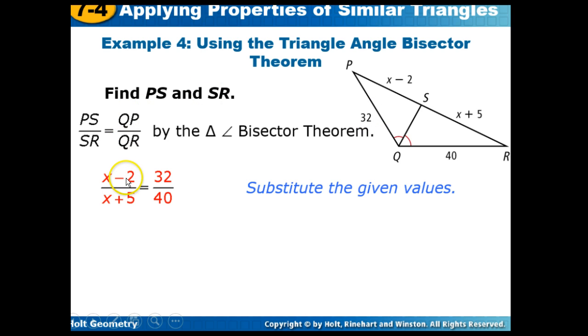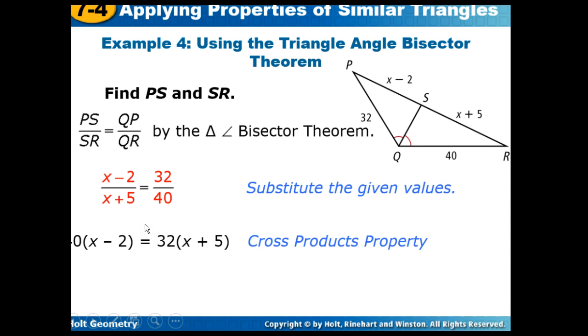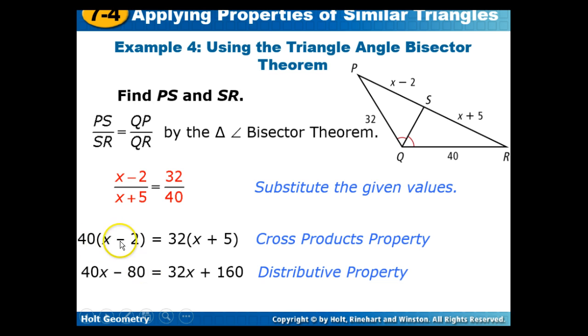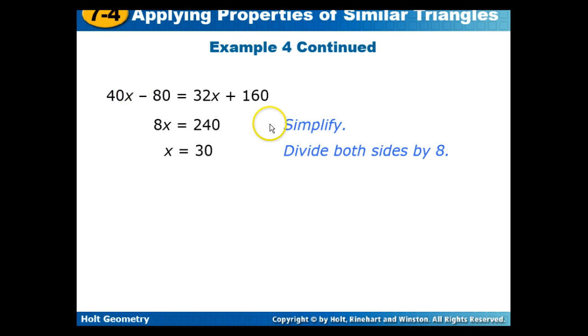All right, remember from section 1, when we cross multiply, we're going to have to distribute. When we distribute, we're going to multiply the 40 by x minus 2 and the 32 by x plus 5. It's going to look like this. 40x minus 80 equals 32x plus 160. And we can use our Algebra 1 skills to simplify that. Simplifying by subtracting 32x from both sides and adding 80 to both sides gives us 8x equals 240. Dividing both sides by 8, we get x equals 30.